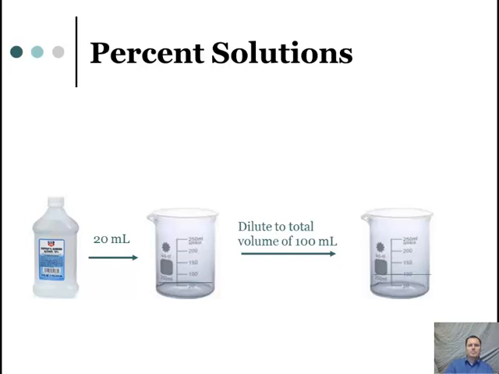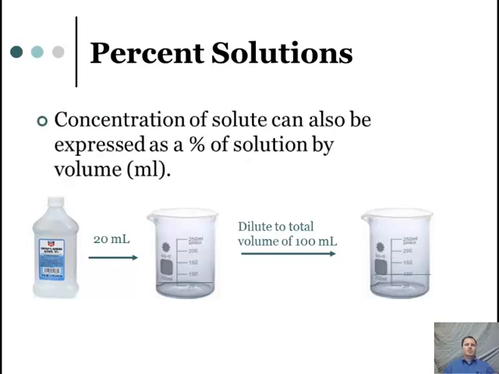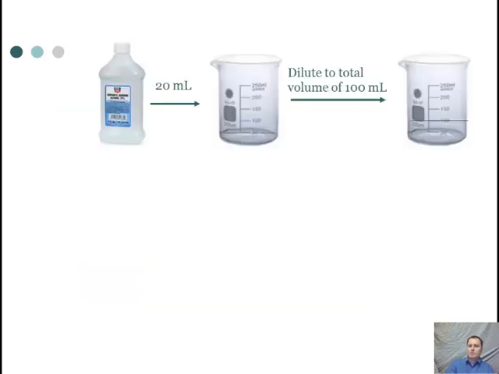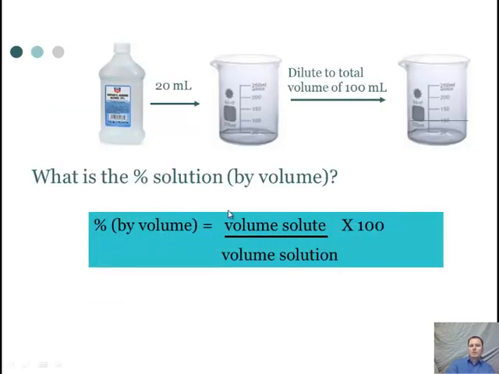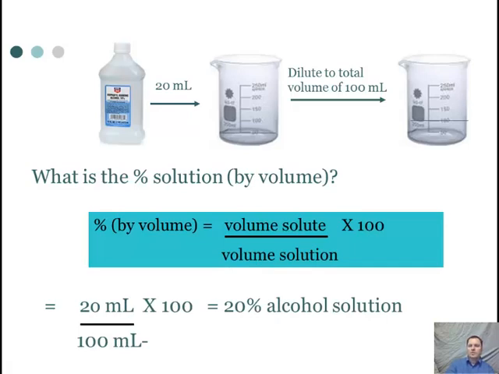One other type of problem is the percent solutions. Percent solutions are simply a concentration of a solute being expressed as a percent of solution by volume. We generally do this in milliliters. So for example, we take isopropyl alcohol, put 20 milliliters of this into it, dilute it to 100 milliliters, and we end up with a 20% solution. Our equation is the volume of the solute over the volume of solution. So in this case, we had 20 milliliters over a total volume of 100 milliliters, times 100 to get our percent, and we get a 20% alcohol solution.